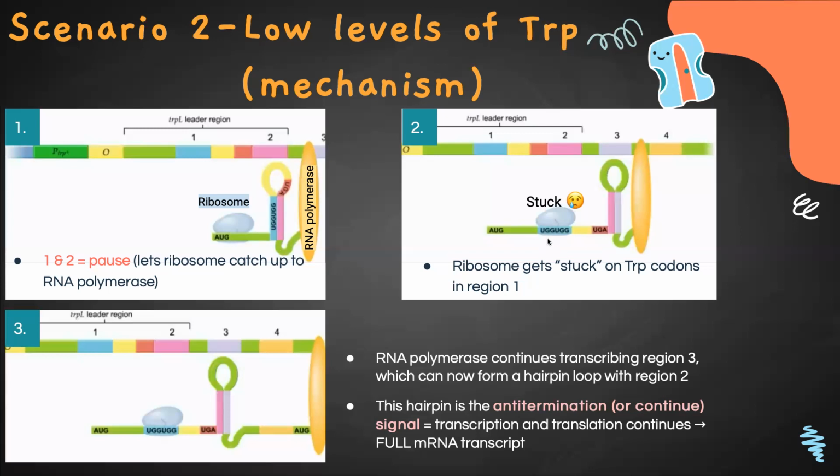But this is the trp codon. So the trp codons are in region 1. And because there are very low levels of tryptophan tRNA around, it's going to be stuck there for a while because there's no tryptophan tRNA around to add to the polypeptide chain. Does that make sense as to why it's stuck there? You want to explain that?